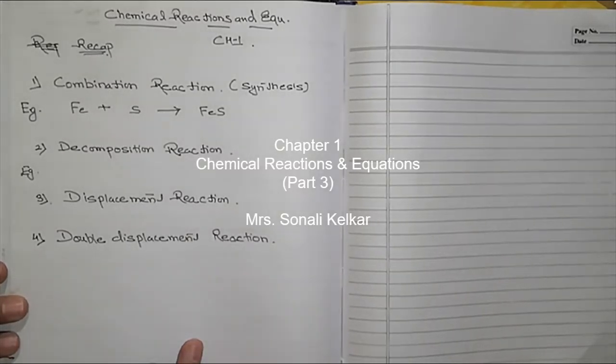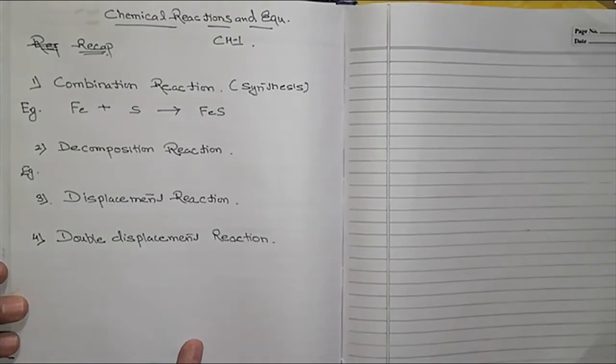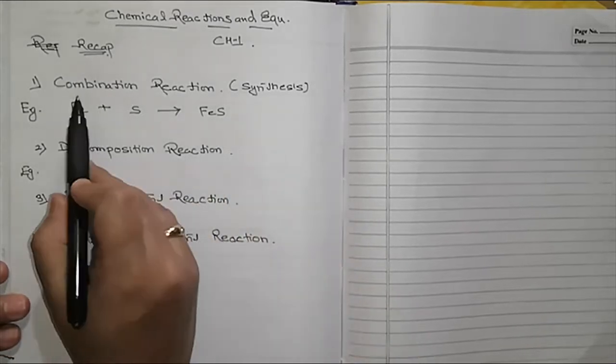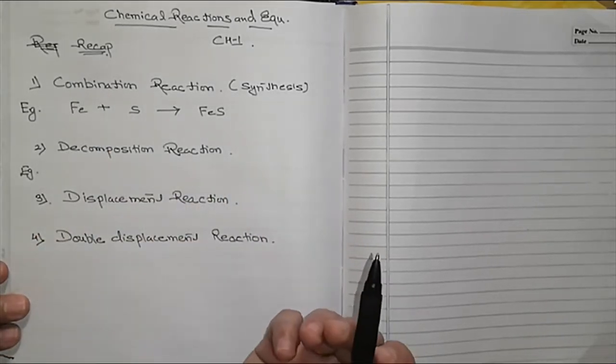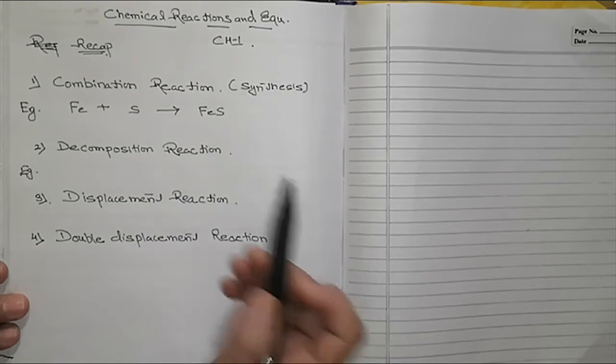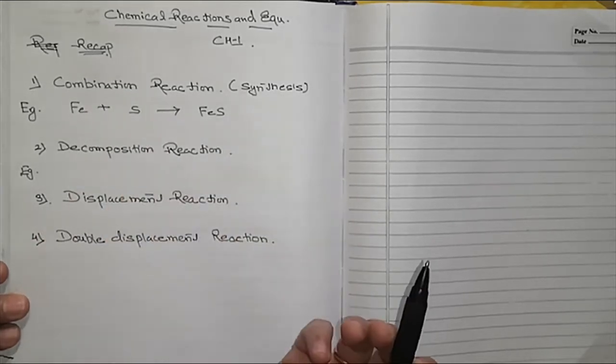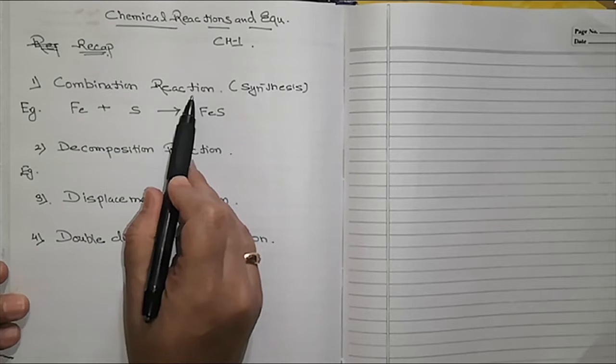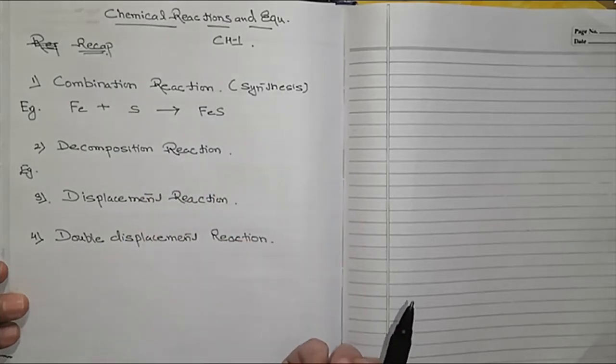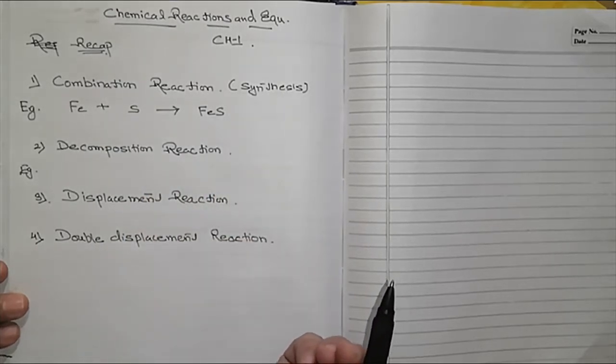This is the third part of this chapter, chemical reaction and equation. So let's have a recap of what we did in our last session. We did different types of chemical reaction. The first reaction was combination reaction. The combination reaction is also known as synthesis reaction. In this reaction, two or more elements or compounds combine to give one new compound.